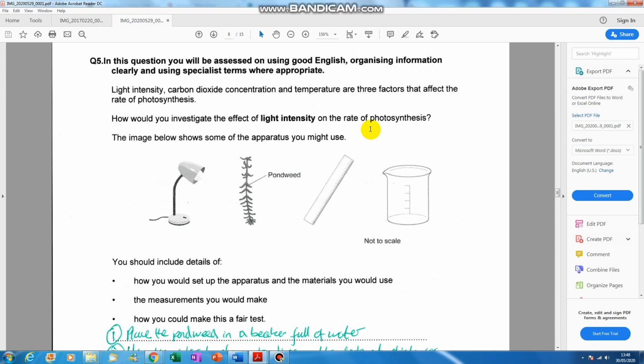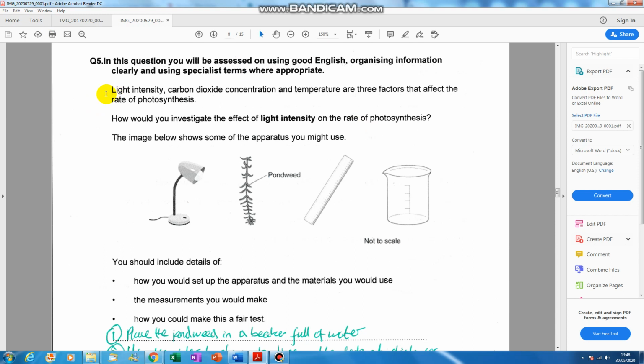and if they've got the main scientific information, you're not penalized to the extent that you used to be in old specifications. So we're going to go straight on to the question itself.